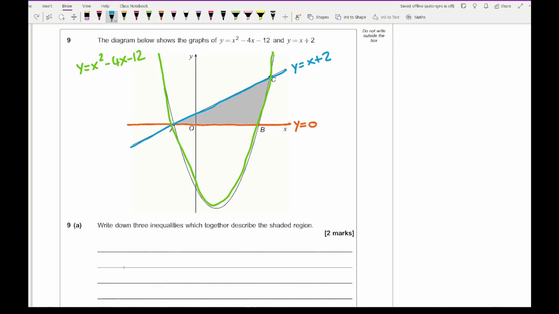Now in terms of the inequalities, well, for the first one it's below the blue line, so y is less than x plus 2, and because it's a solid line it's got to be less than or equal to. Now it's also above the x-axis, so y is greater than or equal to 0. Then for the curve, it's above the curve, but also where the curve is above the x-axis. So for that green one, it's going to be where y is greater than or equal to x squared minus 4x minus 12. So my 3 inequalities are those 3 there.